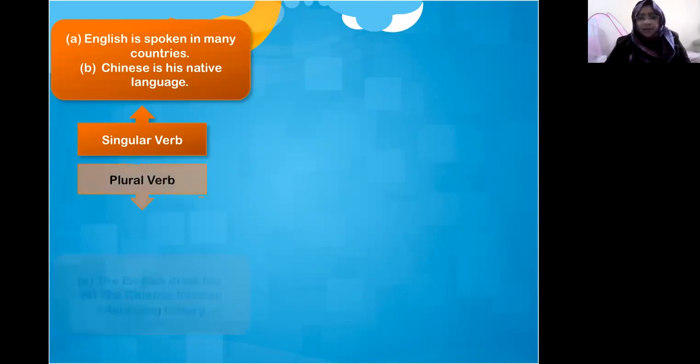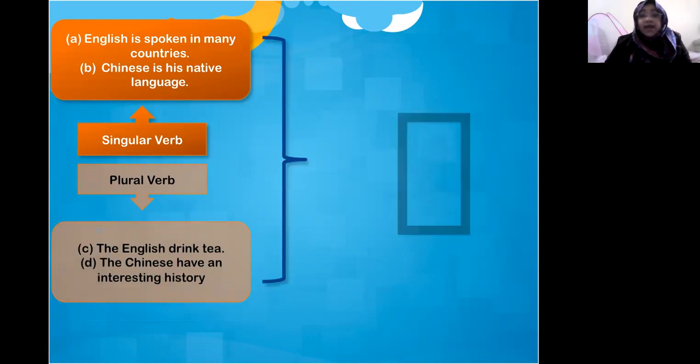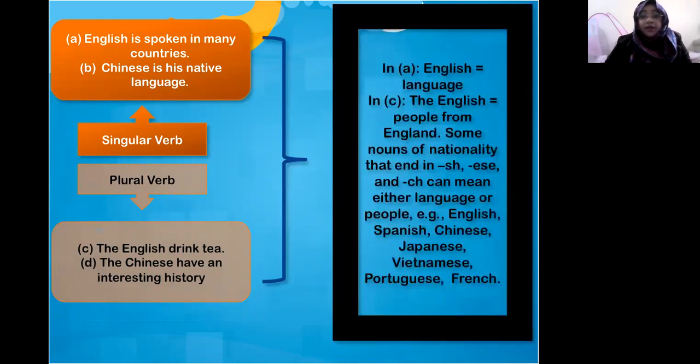But at the same time, now see these sentences. The English drink tea. The Chinese have an interesting history. So what do we notice here? That in the first A and B, they are the names of the languages. English is spoken, Chinese is, Hindi is spoken in India, Arabic is spoken in Saudi Arabia, right? So these are the names of the languages, so it is considered a singular noun.